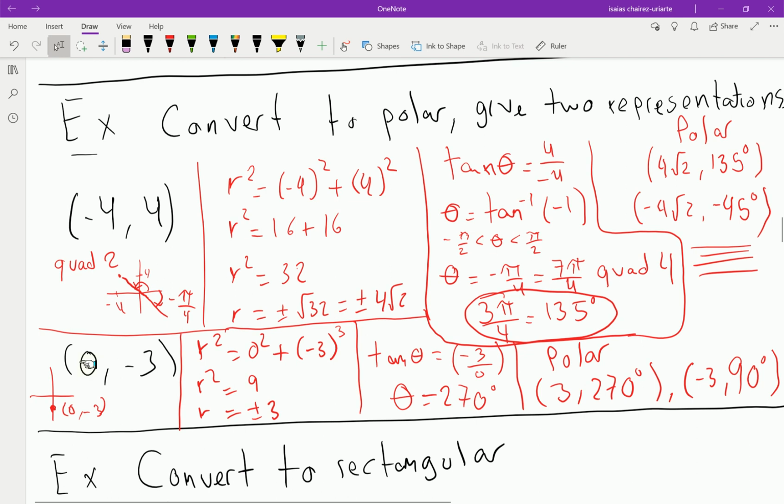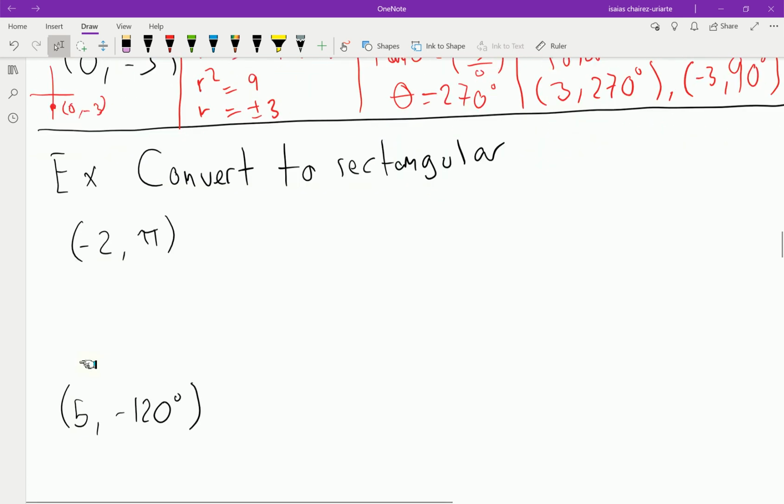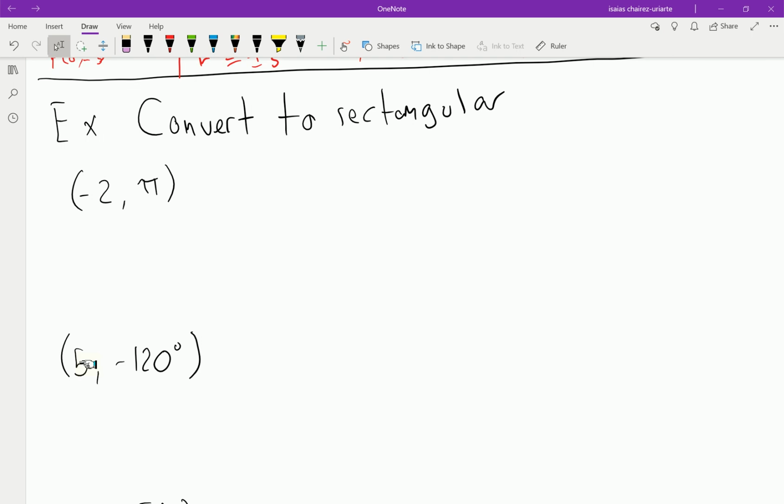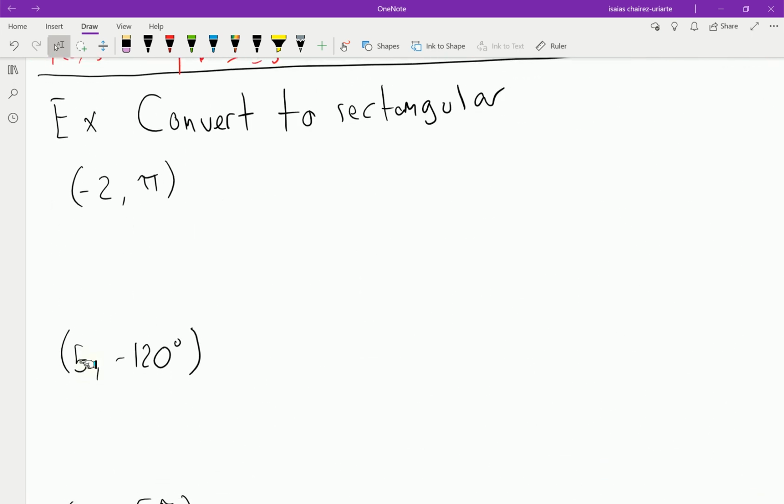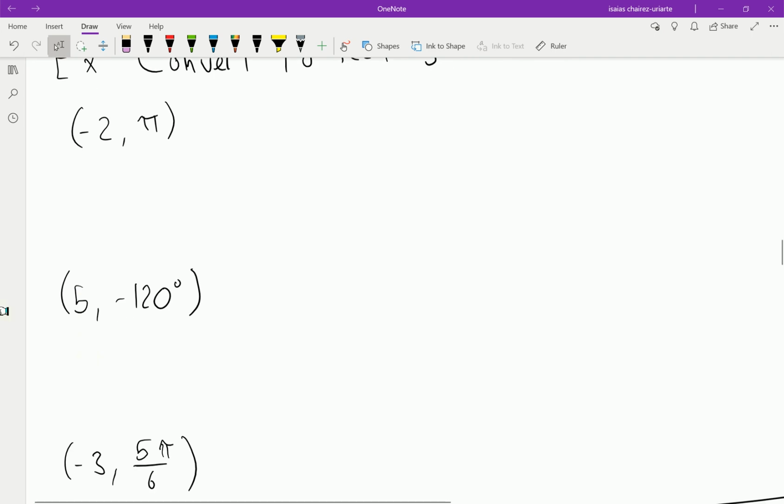All right, let's get into the last little topics in this first part. Let's convert these polar points to rectangular points. This is a little bit easier. The difficulty in the previous example was that there are different representations for polar, but for rectangular there's only one representation. So pause the video, see if you can tackle these things. Convert these polar points to rectangular points.